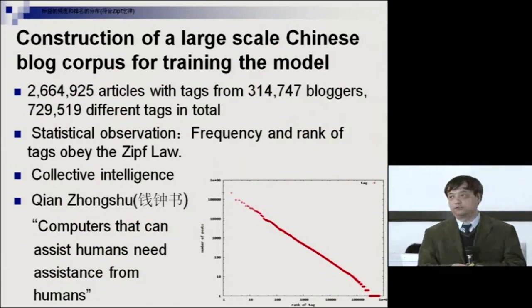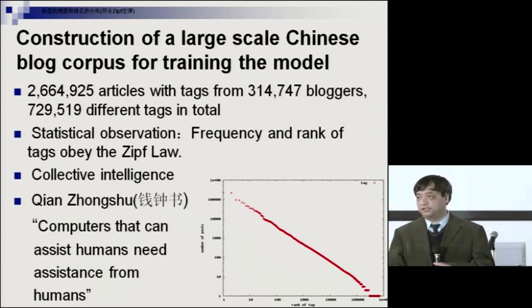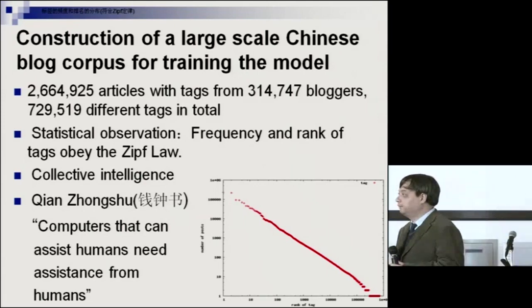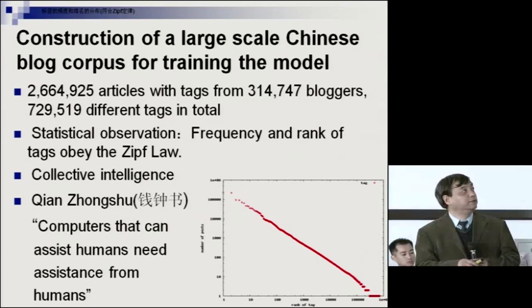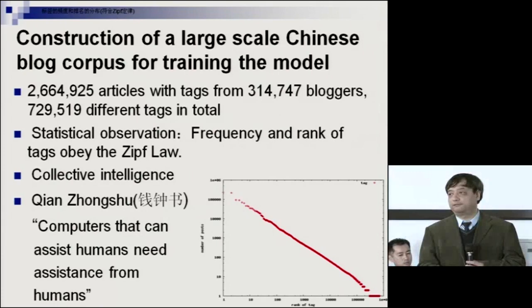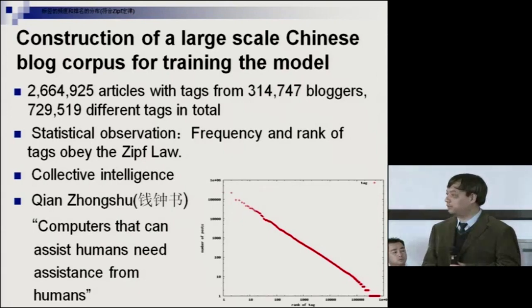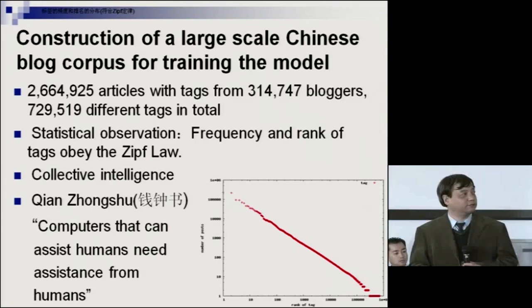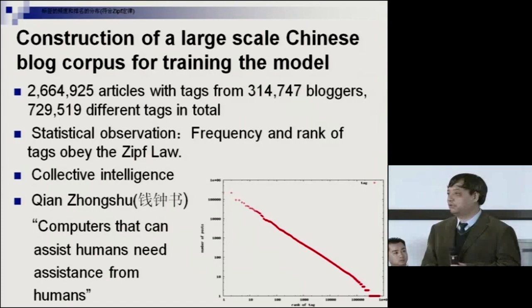We collected over 2 million articles with tags. We can find many, many different tags. The philosophy here, I think, is collective wisdom. These articles are written by different writers, and different writers may assign tags to the articles they wrote frequently. There is no clear regulation to instruct how to write these tags. But the corpus as a whole can exhibit collective characteristics.